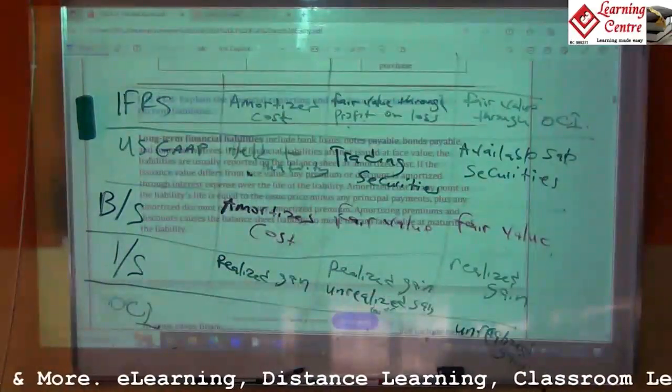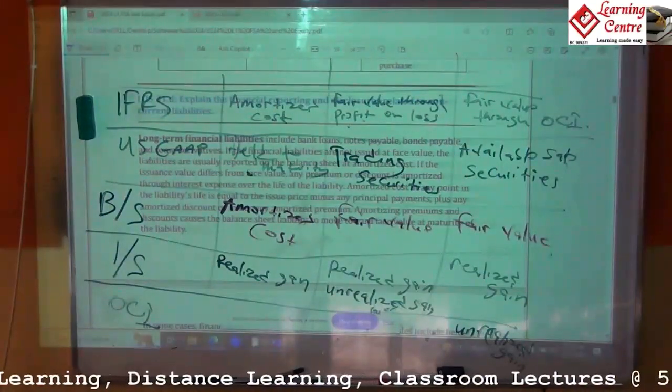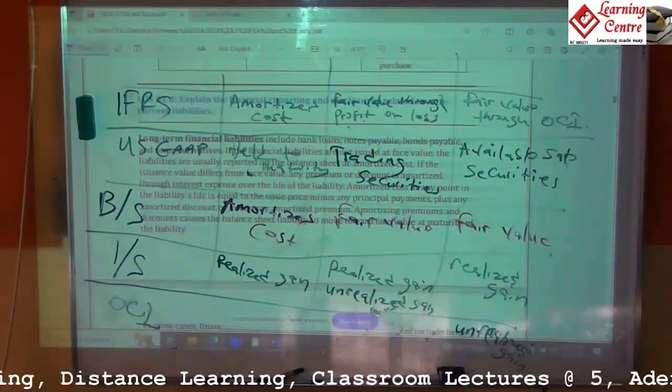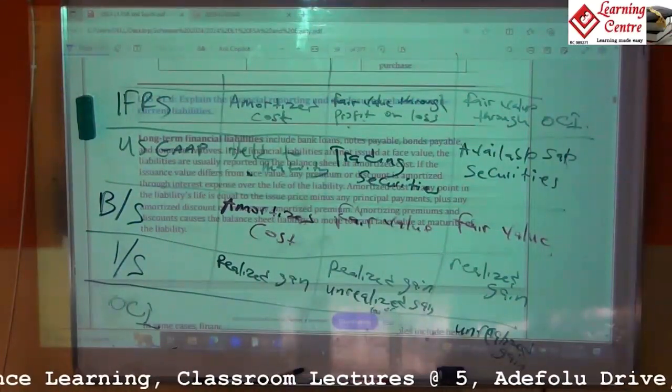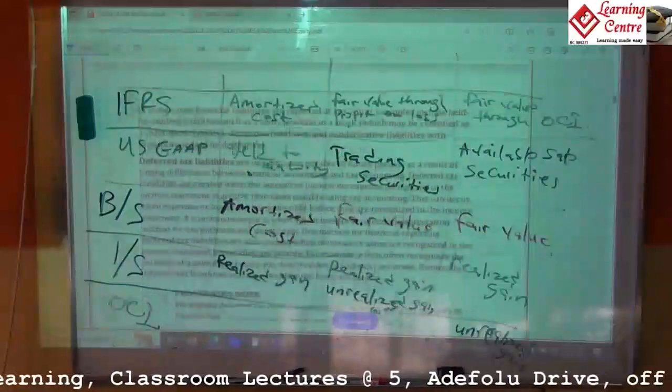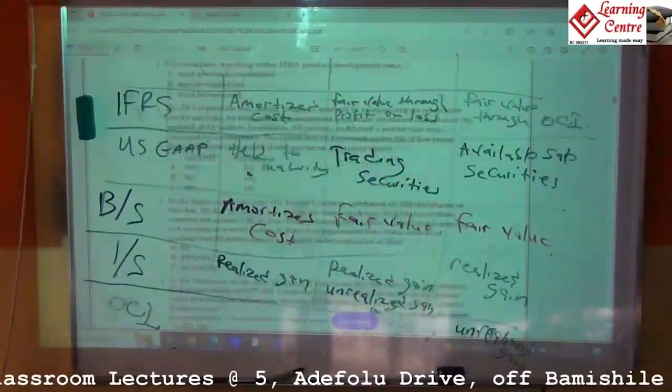So there are other things too. We could have long-term financial liabilities. Long-term financial liabilities are liabilities that are over 1 year. It could be your loan, it could be every other thing. So we also have deferred tax liability. We'll talk about deferred tax liability later on.